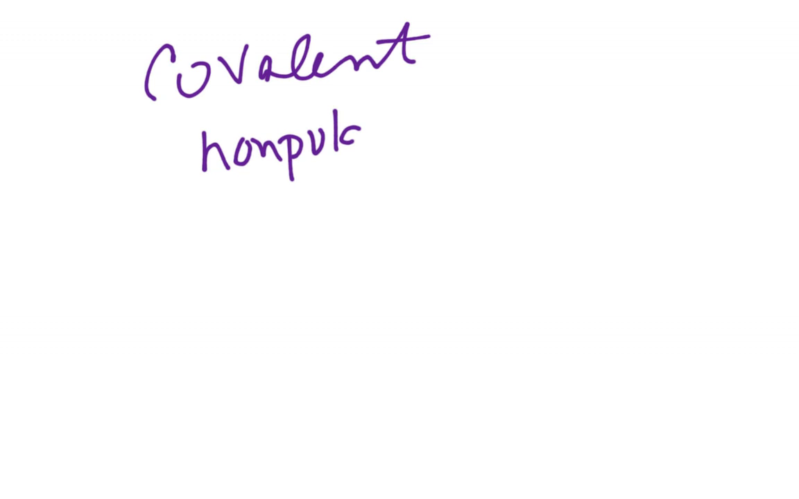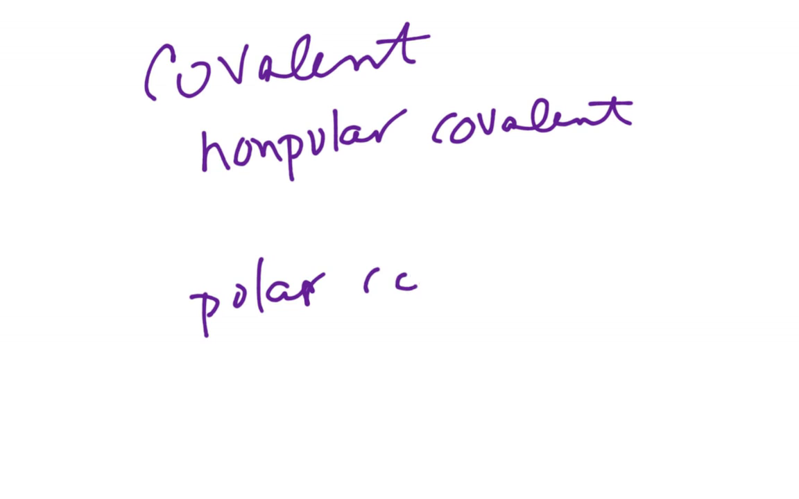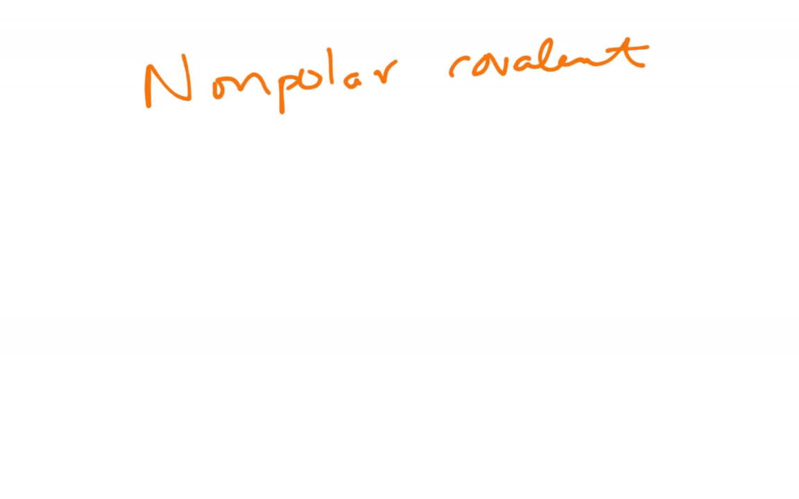We are going to go one step farther, though, and we're going to break up this covalent into two different categories. It is nonpolar covalent and polar covalent. Again, we want to keep this as simple as possible, so our definition for nonpolar covalent is: it is two nonmetals of the same type.